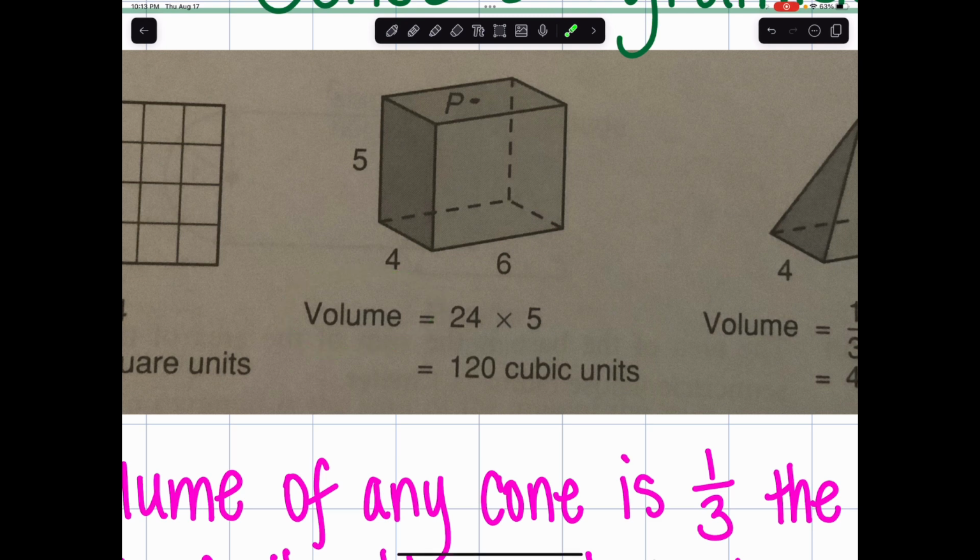You want to pour water into that cube. What do we do? We have this 6. We have this 4. The area of this is 24. But now we multiply it by the height, which is 5. You get a volume of 120 cubic units.